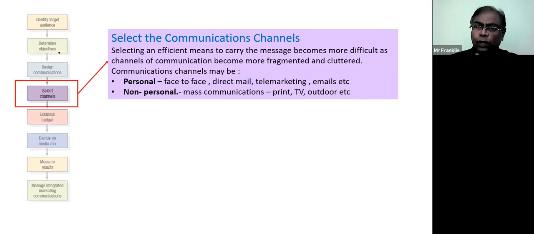Channel means what? Channel, from where. There are two channels. One is personal, one is non-personal. Personal is face-to-face, salesman, direct mail, telemarketing, emails, all these. Remember, I told you direct, direct to you. Second, non-personal. That means mass communication like print, TV, outdoor, billboard. The billboard anybody can see. They're not targeting you, but everybody. So there are two different ways that you can do, so choose which one you want.